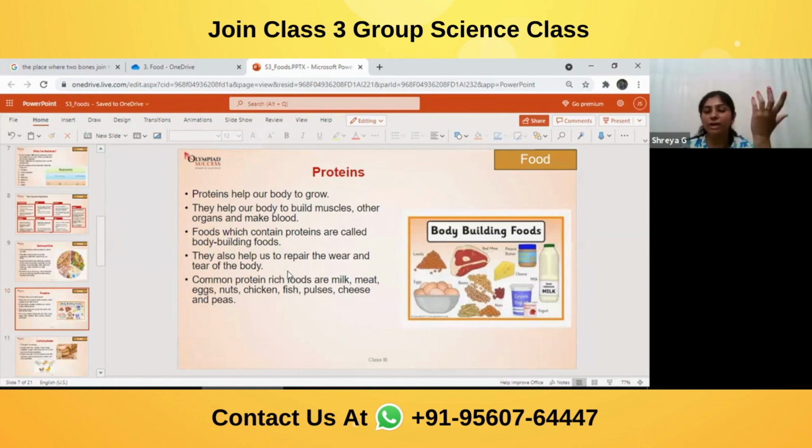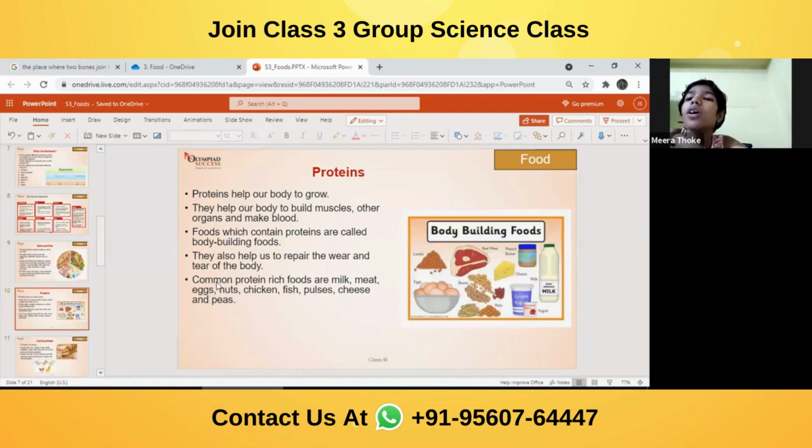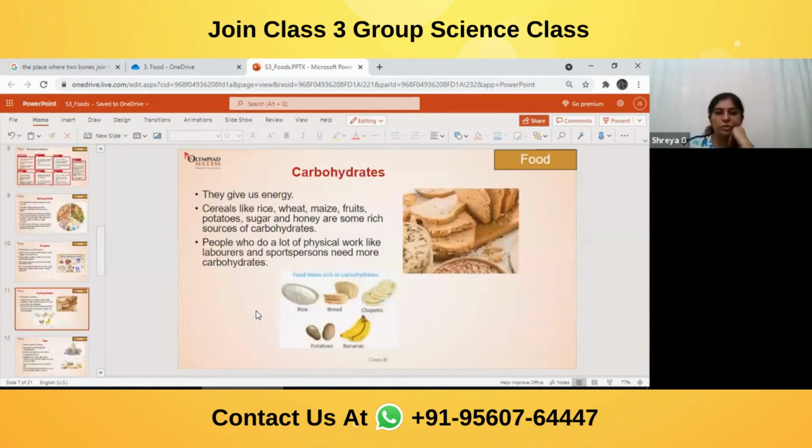Wear and tear of the body means some cells which get ruptured or which get damaged. Again, it is replaced by the new cells. This is wear and tear of the body. Okay, ma'am. Common protein-rich foods are milk, meat, eggs, nuts, chicken, fish, pulses, cheese, and peas. Very good.